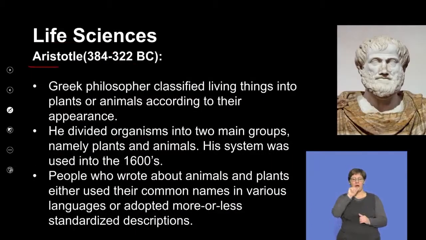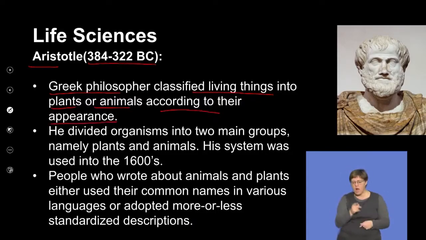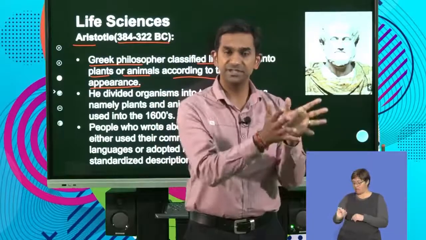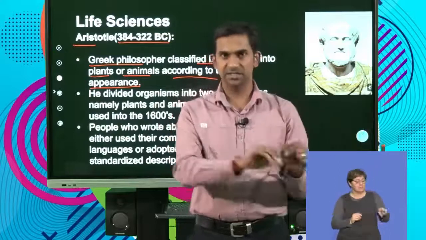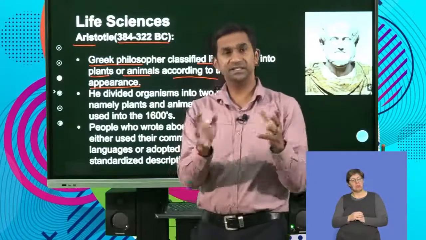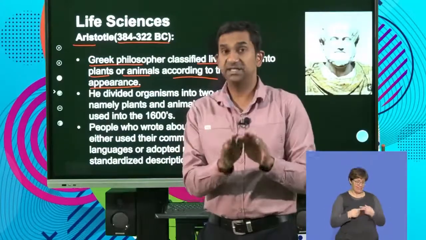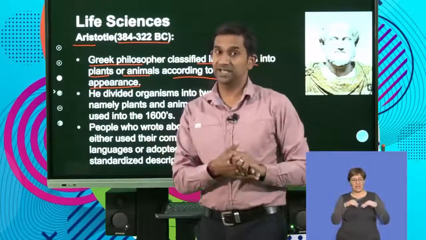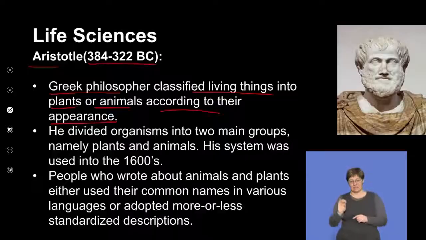So Aristotle, between 384 and 322 BC, was a Greek philosopher, and he classified living things into plants and animals according to their appearance. And that was a very simple system, guys, of being able to identify animals based on features they had, and he separated them into animals and plants. I mean, it seems very basic, but he had the foresight to be able to say, well, there's a difference between animals and plants, and hence he created a system that allowed for the classification into plants and animals. He divided these into two main groups, as I mentioned, plants and animals.